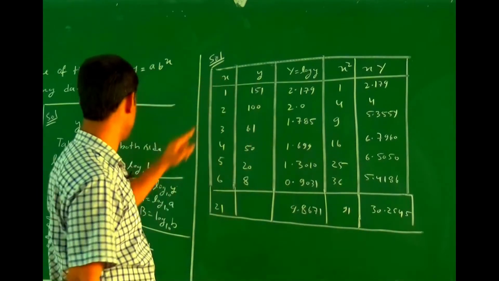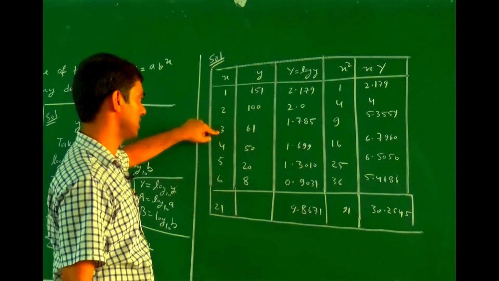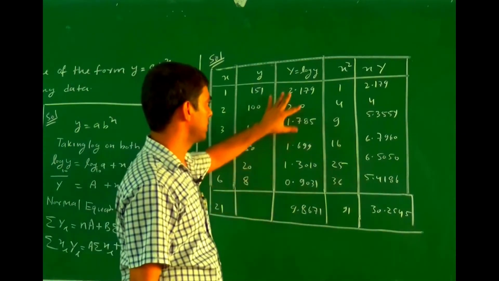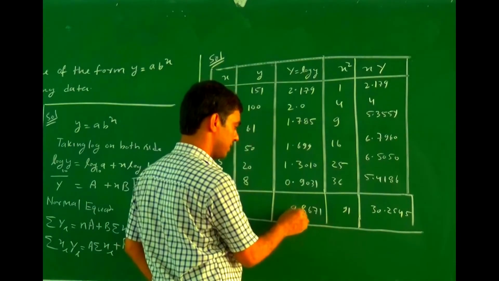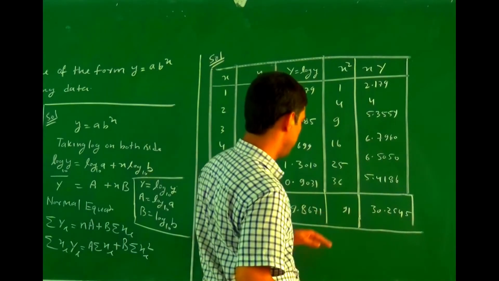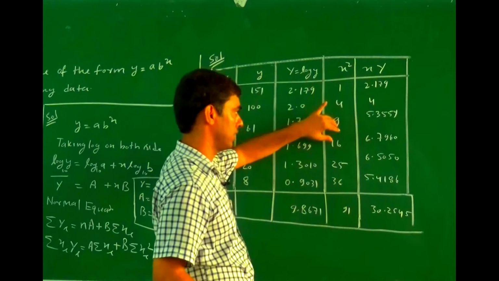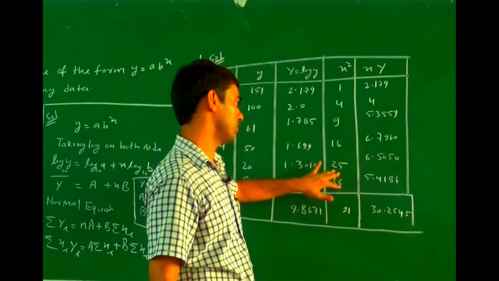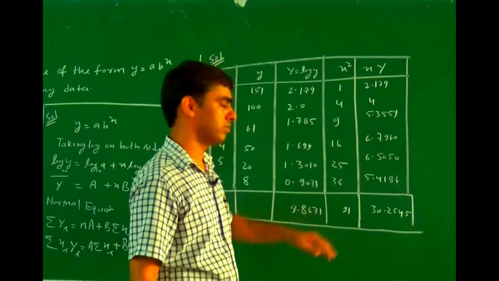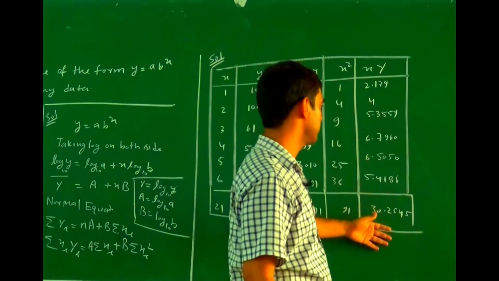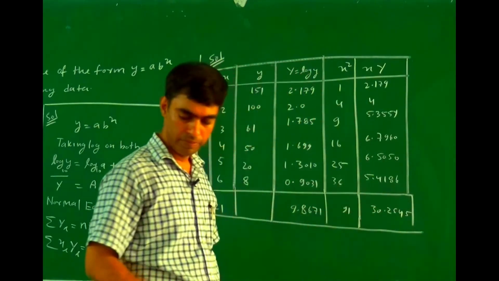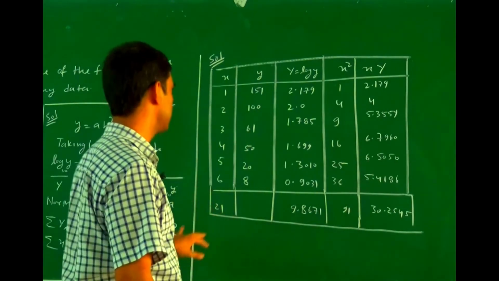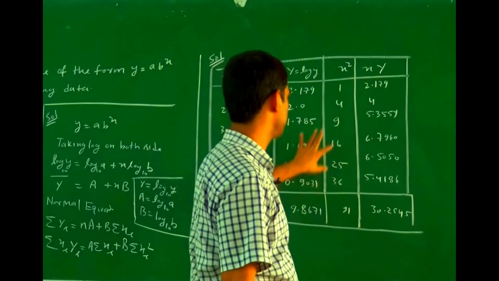The summation of xi is 1 plus 2 is 3, 3 plus 3 is 6, plus 4 is 10, plus 5 is 15, plus 6 is 21. Similarly, the sum of the log y column is about 9.8671. For x square: 1 plus 4 is 5, 5 plus 9 is 14, 14 plus 16 is 30, 30 plus 25 is 55, and 55 plus 36 is 91. And the sum of the xy column is 30.2545.